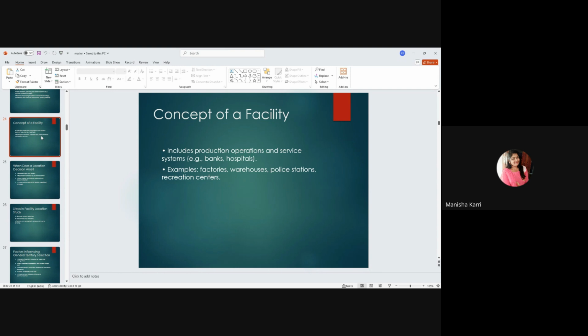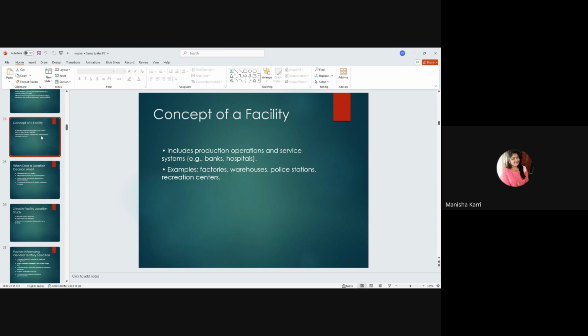First one is production operation facilities. Generally, these are places where products are made or assembled. For example, factories where items like cars, electronics, or clothing are manufactured. Warehouses are also a good example, buildings where products are stored before distribution, and they are production operation facilities.